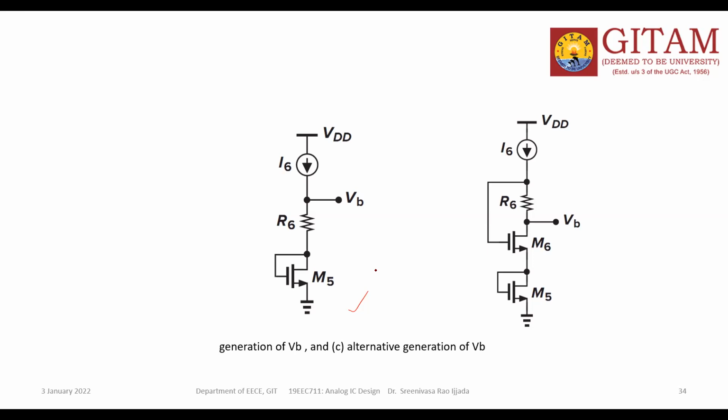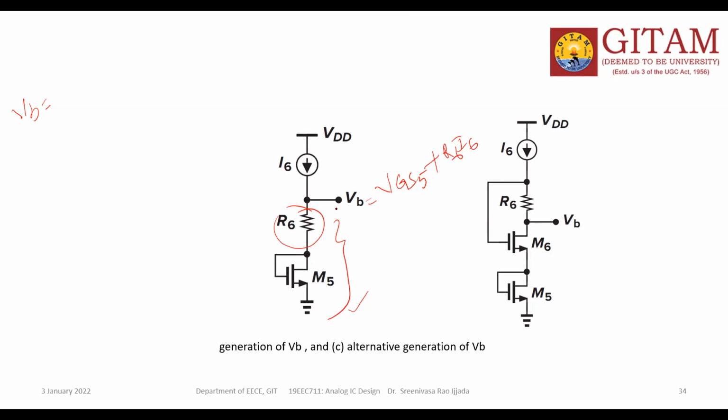Here, what is the VB? VB value is equal to VGS5, of course, this transistor's VGS value, plus the drop across this fellow. What is the drop across this fellow? R6 into I6. That's it. Because of the direct connection, from here to here it is the VGS plus the drop. That's it.